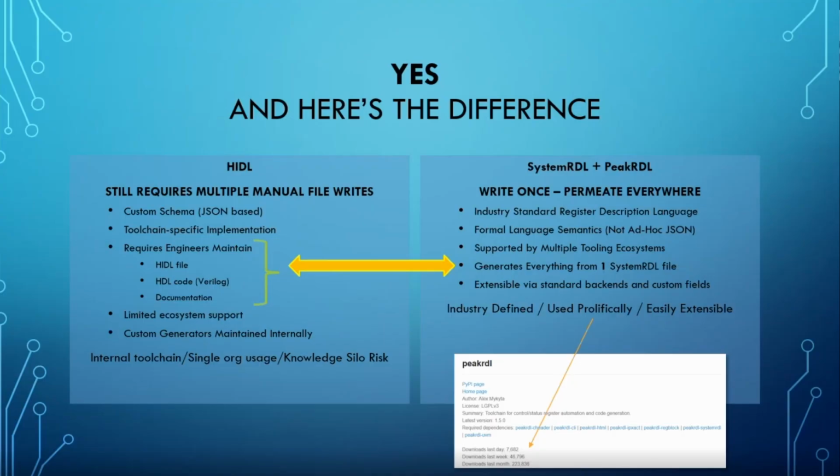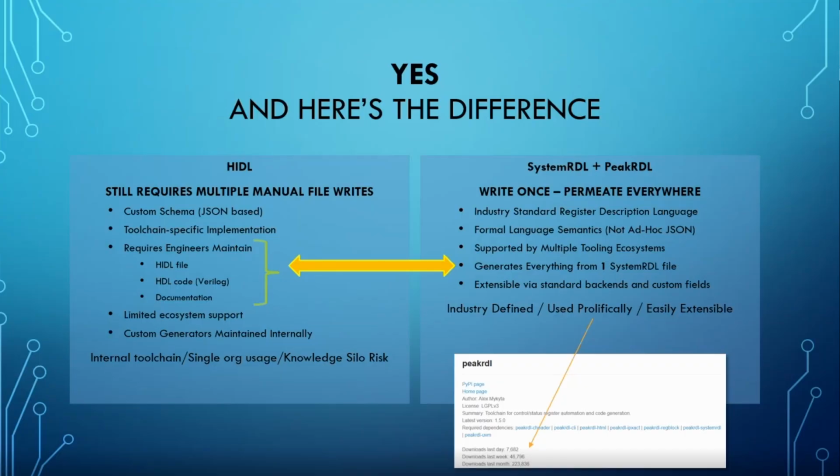SystemRDL and PeakRDL, on the other hand: write once, permeate everywhere. It uses an industry standard description language with formal language semantics, not ad hoc JSON, which also means it works really well with autocomplete in VS Code. It'll pick up what you're trying to do and be like, oh yeah, you're using this field, and it'll color code. There's color coding for Notepad++ and VS Code and so on. Supported by multiple tooling systems, generates everything from one SystemRDL file, and super extensible.